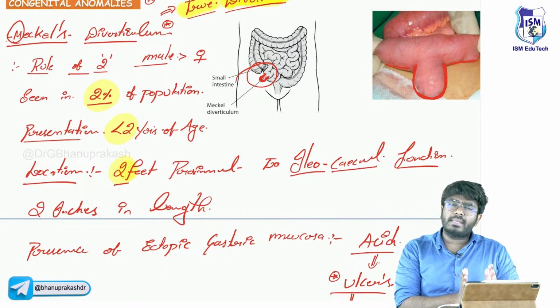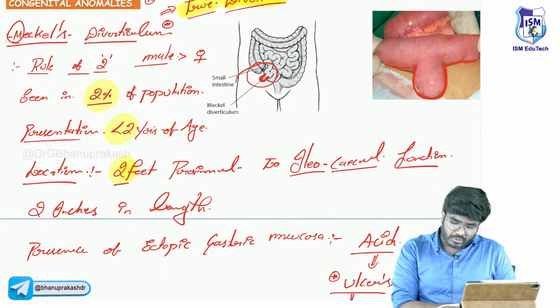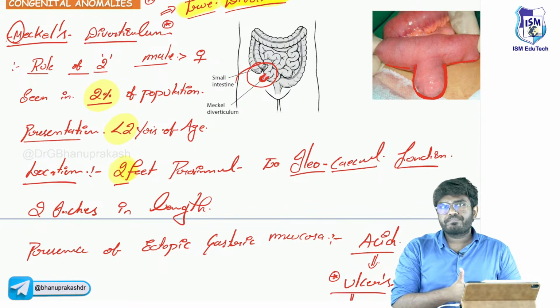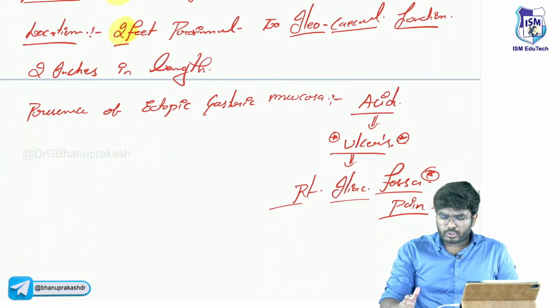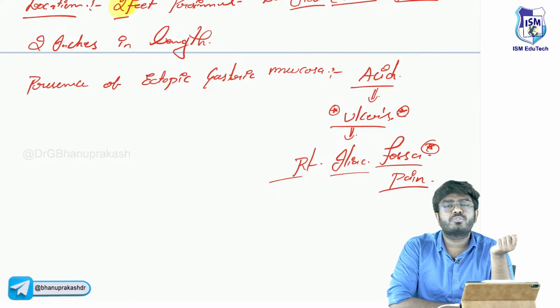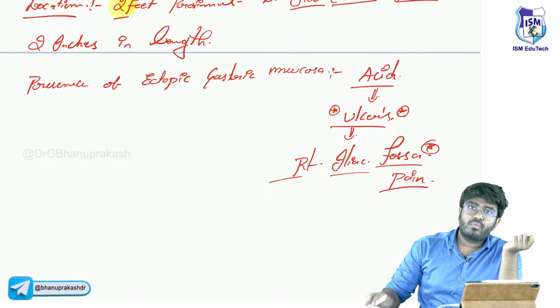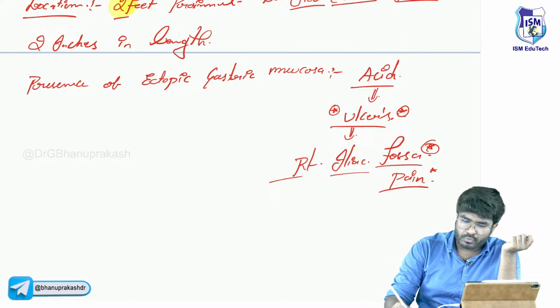It is most commonly located 2 feet proximal to the ileocecal wall, and there is presence of ectopic gastric mucosa. The ectopic gastric mucosa is going to produce the acid. That acid is going to cause ulcers. Because of these ulcers, the baby is going to have pain in the right iliac fossa.